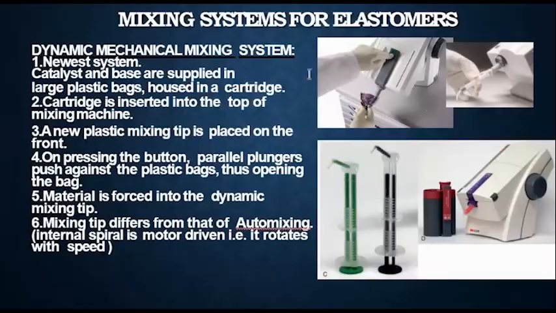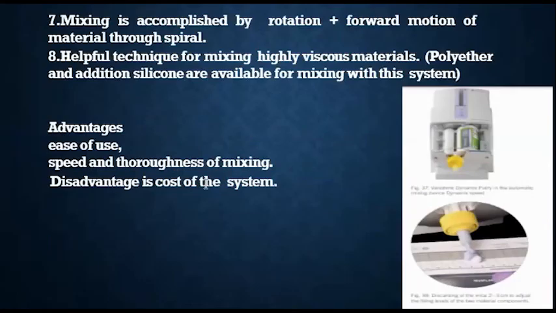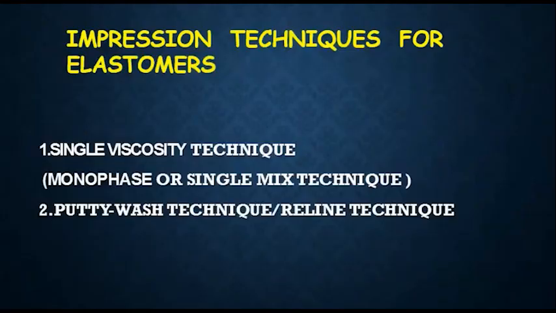You can see this when compared to the other two methods. Mixing is accomplished by rotating and forward motion. Here you can see it is placed in the instrument and closed, and once you press the button, you get a uniform material. The advantages are ease of use, speed and thoroughness of mixing, but the disadvantage is that it is pretty expensive when compared to other mixing systems.